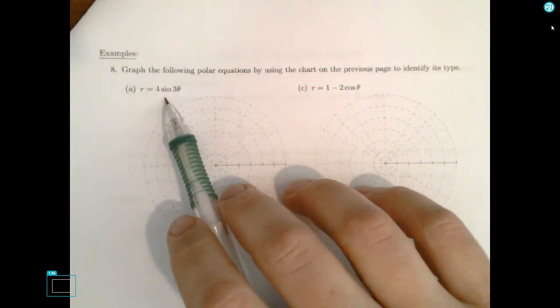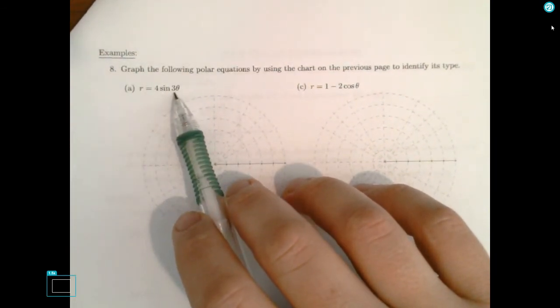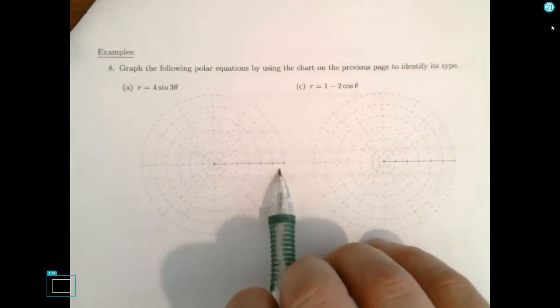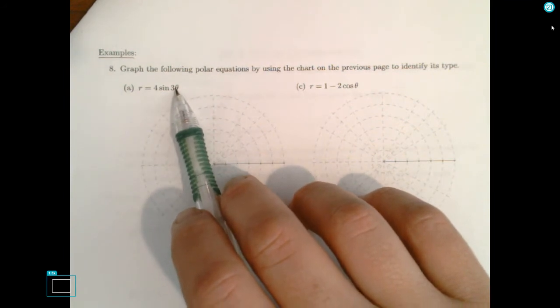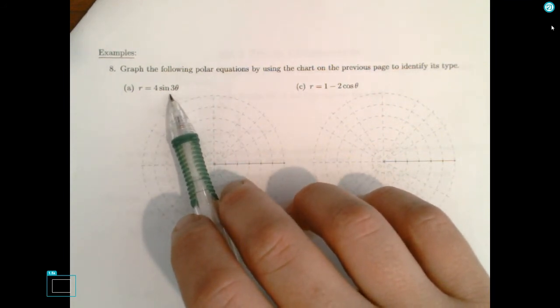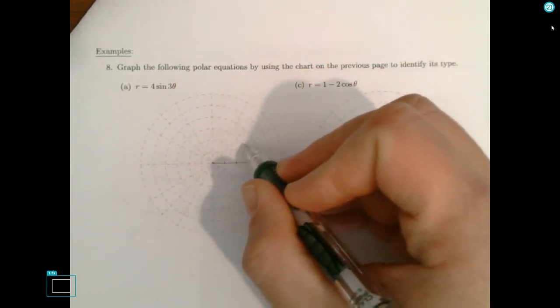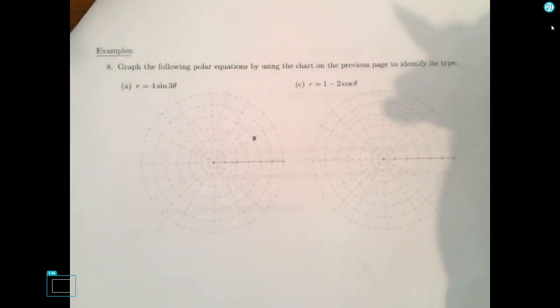This is a rose for sure. The petals are going to be 4 units long, and there are going to be 3 petals. Not only that, but it's a sine rose, which means the first petal is not going to open up right on the x-axis. It's going to open up at pi over 2 divided by 3. That's pi over 6. So it's going to open up here along pi over 6. So 1, 2, 3, 4. There's the first petal. And then these things are evenly spaced, right?